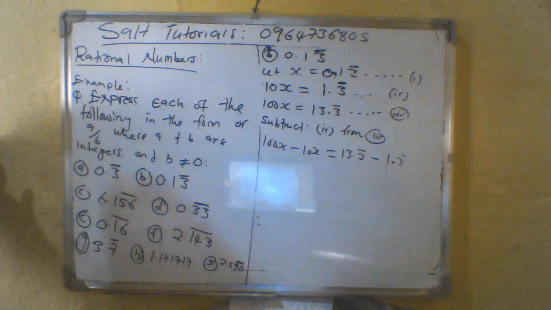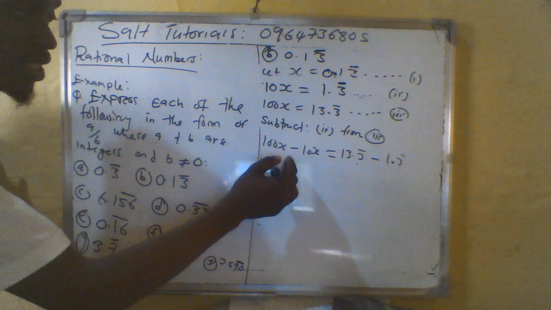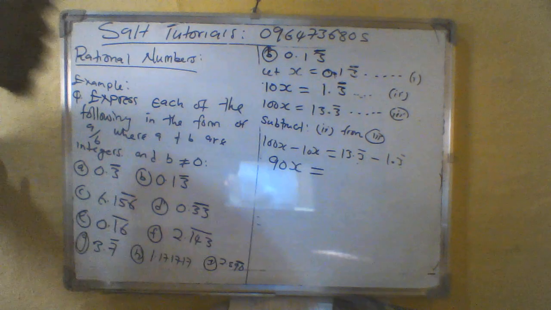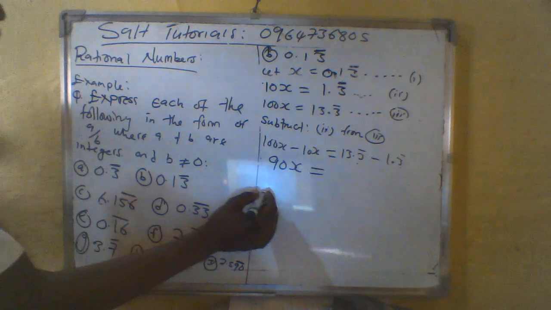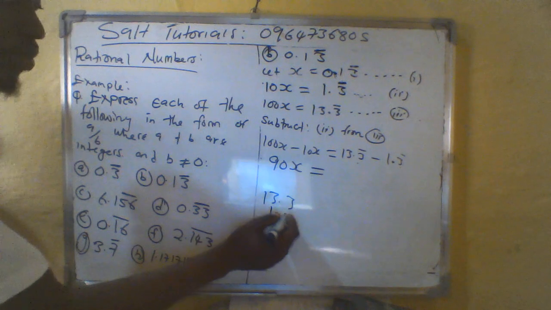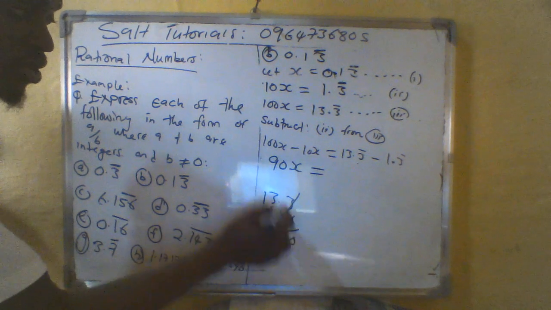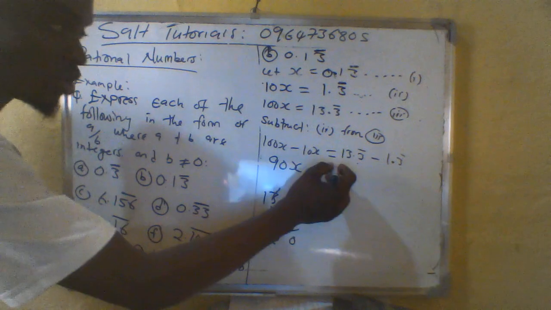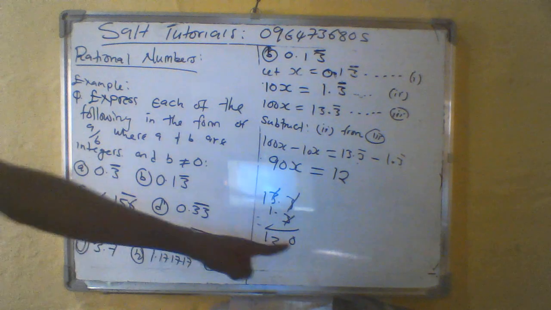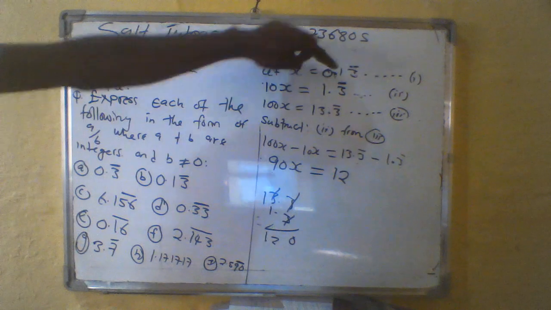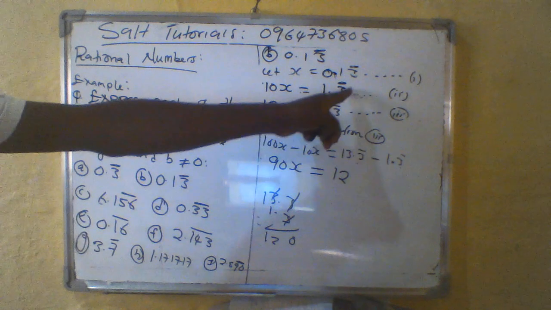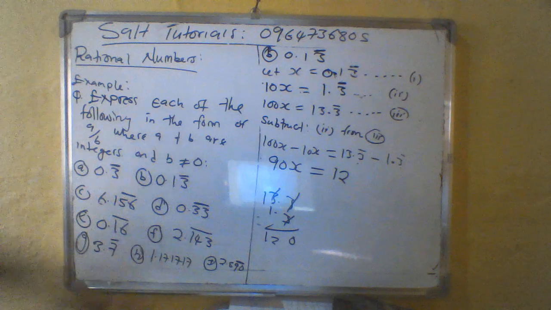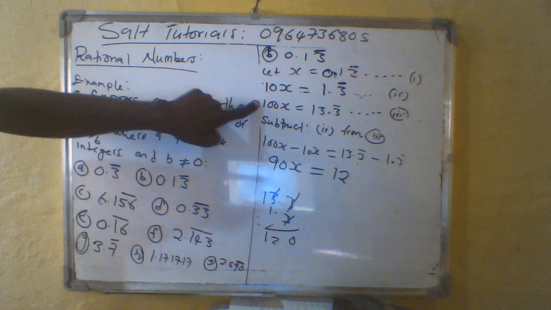100x minus 10x, what do I remain with? 100 minus 10, that's 90. So I'm going to have 90x equals 13.3 bar minus 1.3 bar. So this is just more like 13.3 minus 1.3. The decimal 3 minus 3 is 0. 3 minus 1 is 2. Then I'm going to have a 12 being formed there. The decimal is 0. They've cancelled out. But if you used these two, the decimals would not have cancelled out. It would have been difficult to express in the form of a over b. So I'm looking for two expressions which have the same decimals after the point. That is why I multiplied by 10x first, then went ahead and multiplied by 100x.